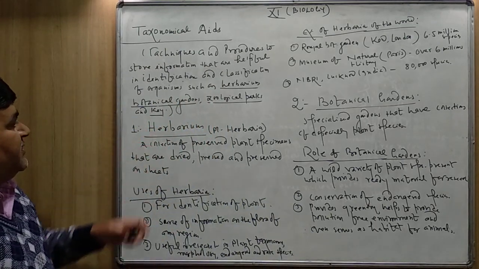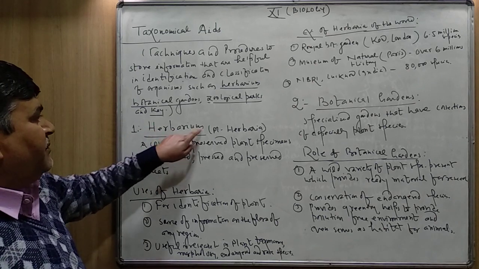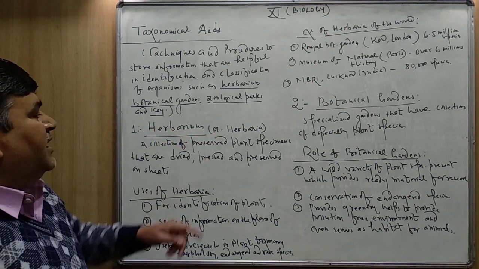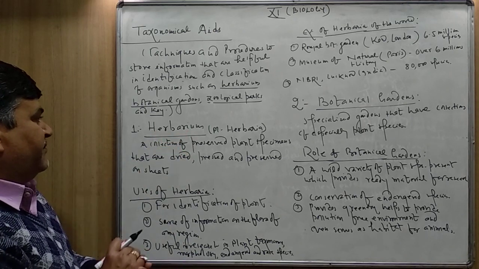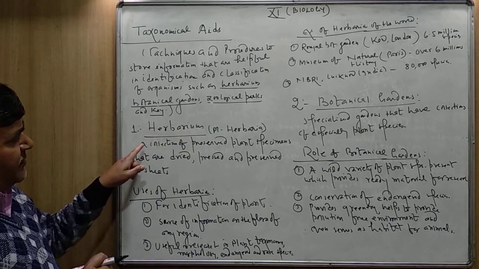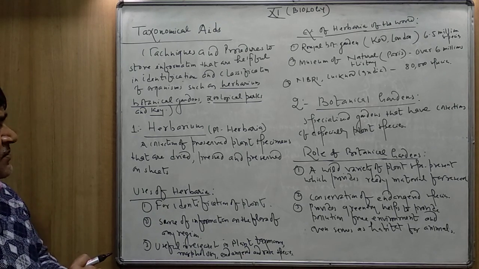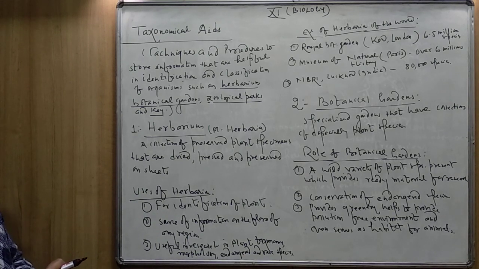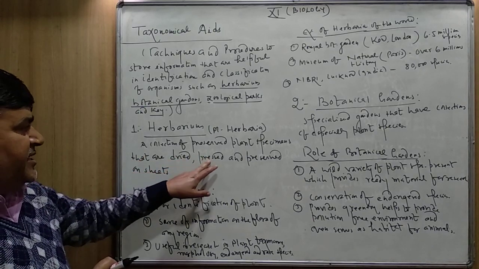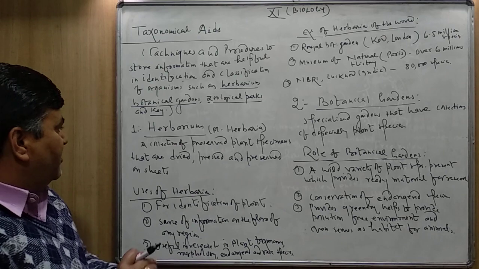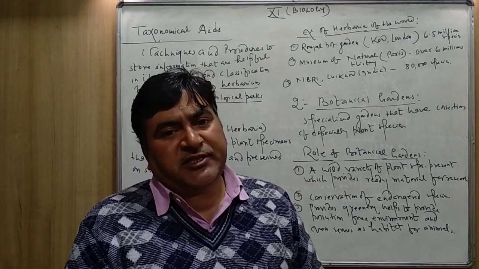So let us start the first one, that is herbarium. The plural form of the herbarium is herbaria. What do you mean by herbarium? Actually, the herbarium is the collection of the preserved plant specimens that are dried, pressed and preserved on the sheets, that is called herbarium sheets.